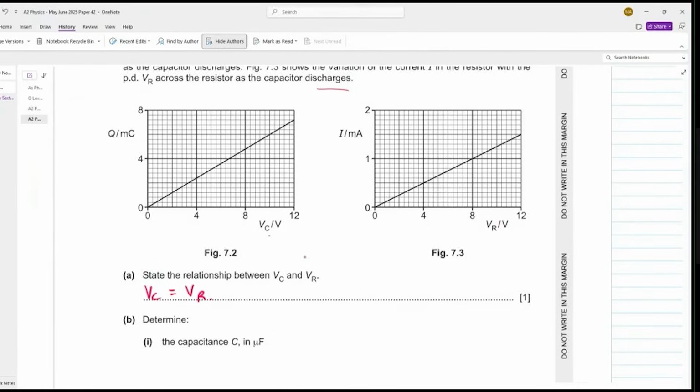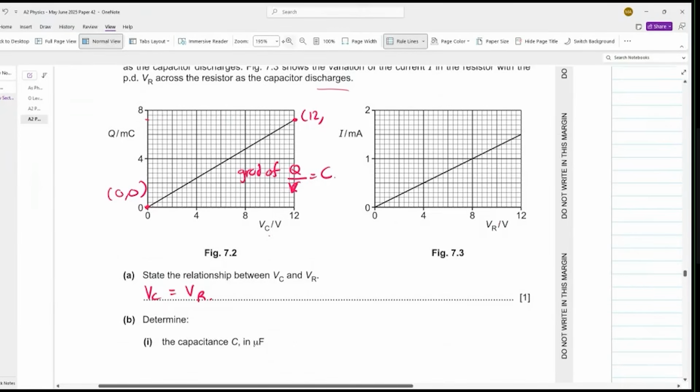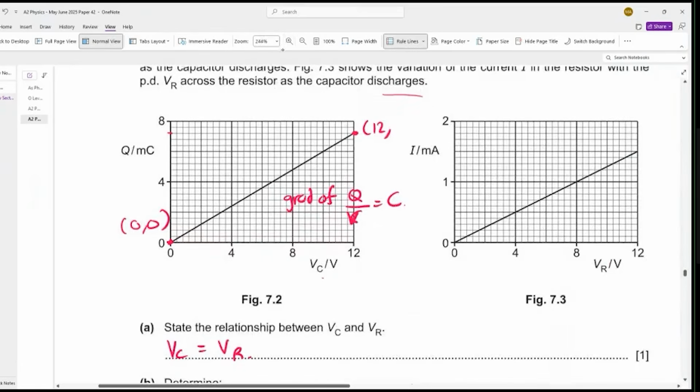If you realize, the gradient of charge divided by voltage will give you your capacitance. This is your first point, 0 comma 0. This point will be what? 12 comma. Let's see what this is. Let's zoom in a bit.